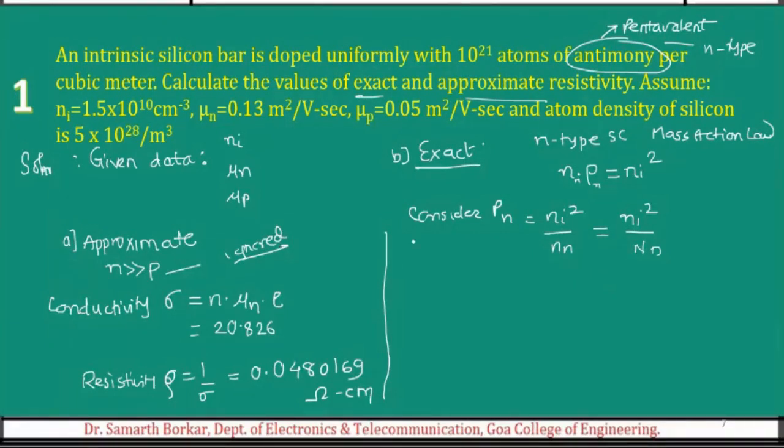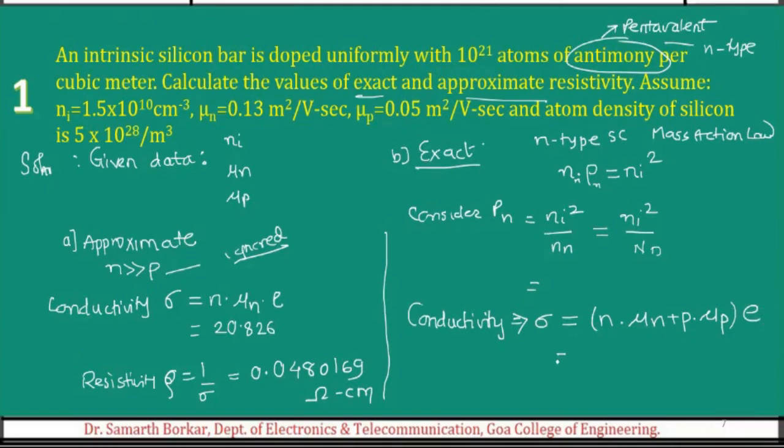So you can calculate the value of Pn here. Now the conductivity in this case will be due to both holes as well as electrons. So conductivity equals N into mu N plus P into mu P, multiplied with the charge of an electron.